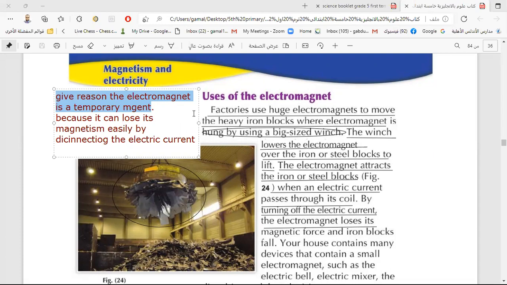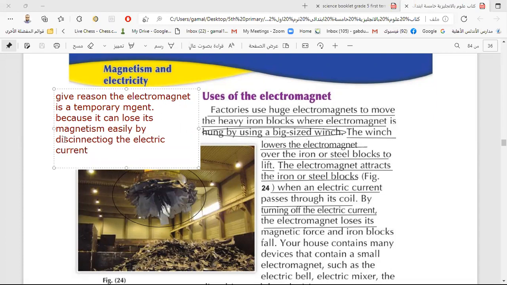The answer is because it can lose its magnetism easily by disconnecting the electric current, or by turning the electric current off. Now the electromagnet loses its magnetism and the heavy blocks may fall down quickly.